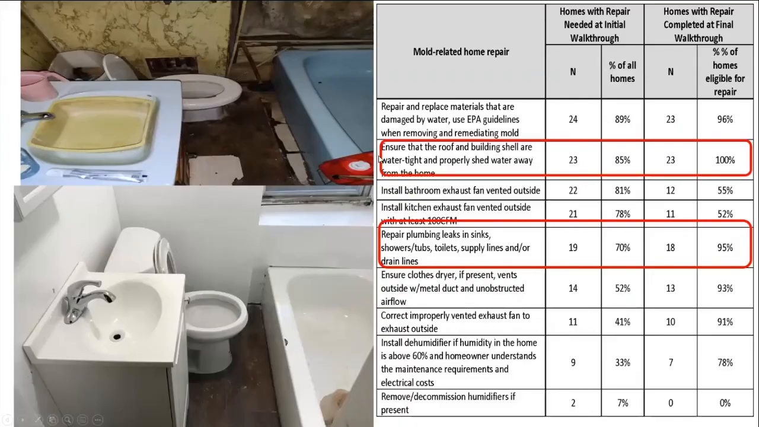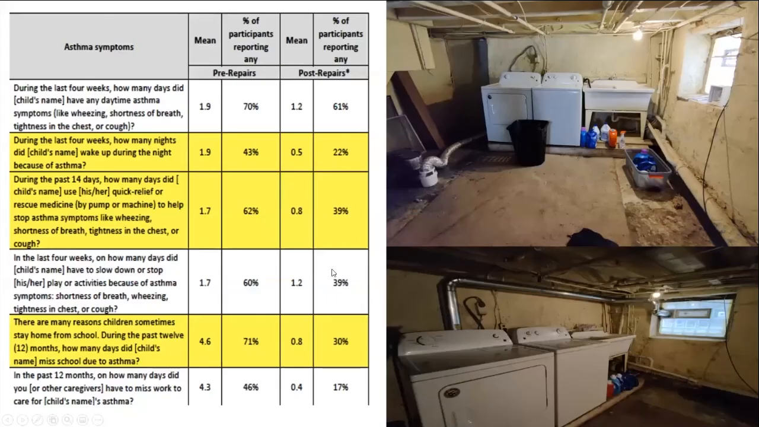And then if you think about mold-related repairs, the major thing was really roof repairs, and 100% of the families who needed that got that. But there were also multiple leaks in sinks, showers, tubs, all kinds of leaks, and 95% of those families got that. And here's an example of what we see before and after. You can see that, really, even if you take away the thought of triggers, the stress of this being your bathroom is going to contribute to poor health outcomes.